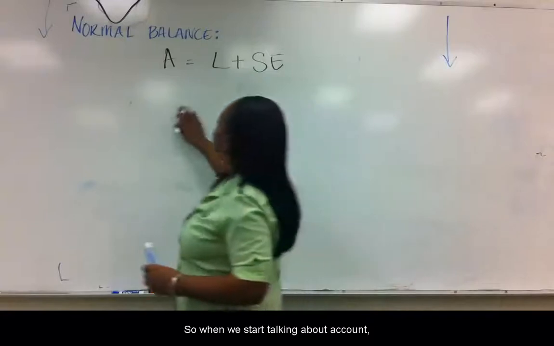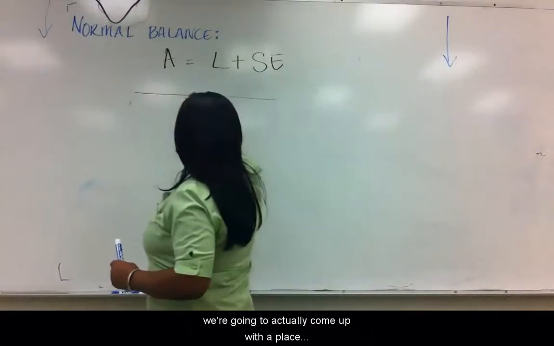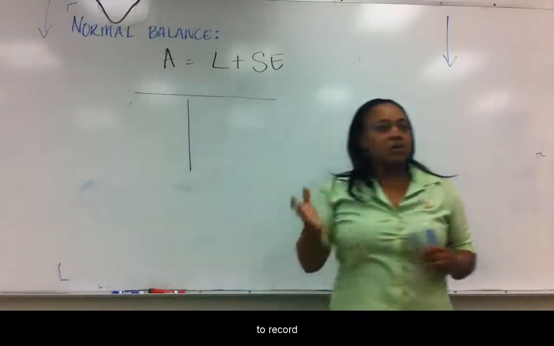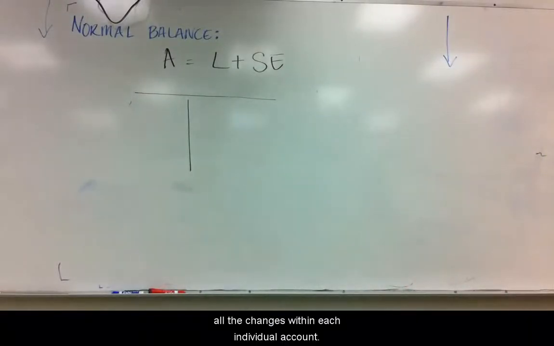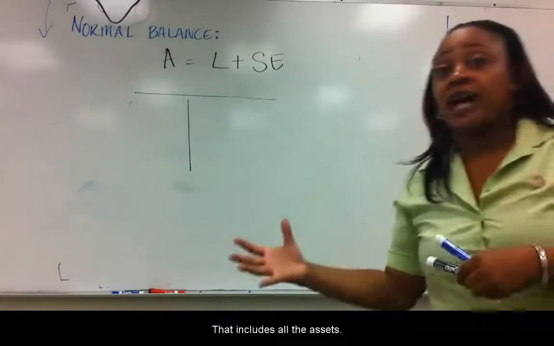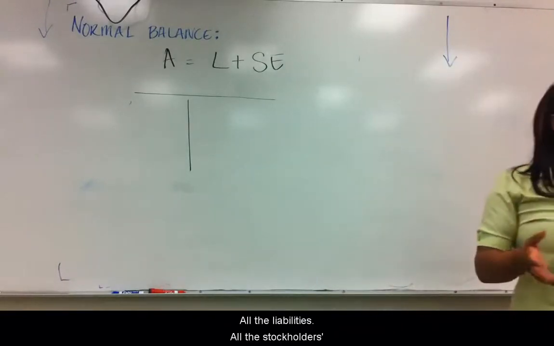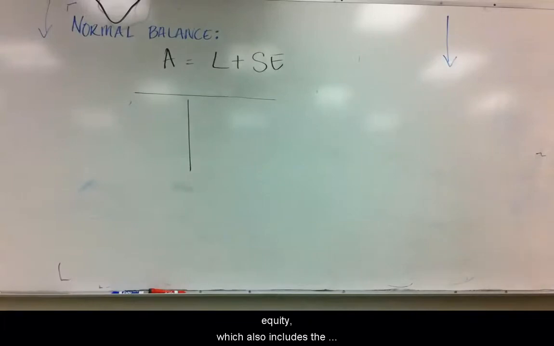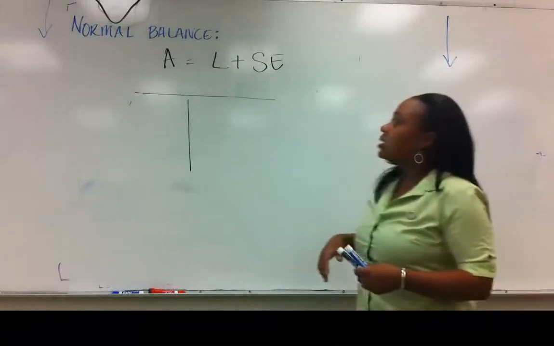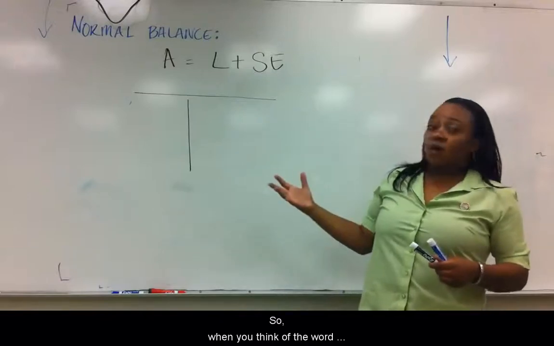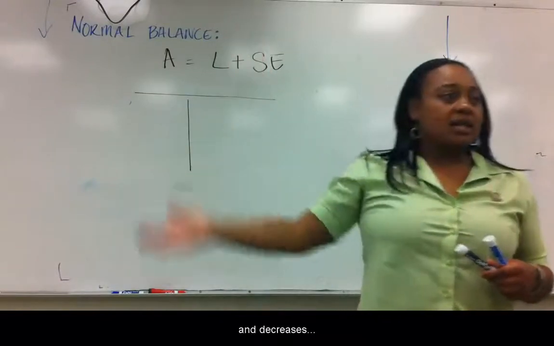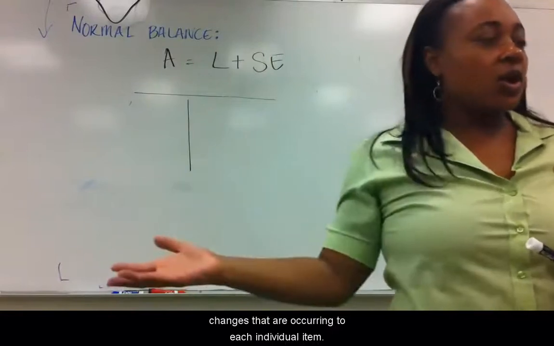So when we start talking about account, we're going to come up with a place to record all of the changes within each individual account. That includes all the assets, all of the liabilities, all the stockholders' equity, which also includes the expenses, the revenues, the dividends, and the individual retained earnings and common stock. So we're going to keep track of all that. When you think of the word account, we're talking about increases and decreases, changes occurring to each individual item.